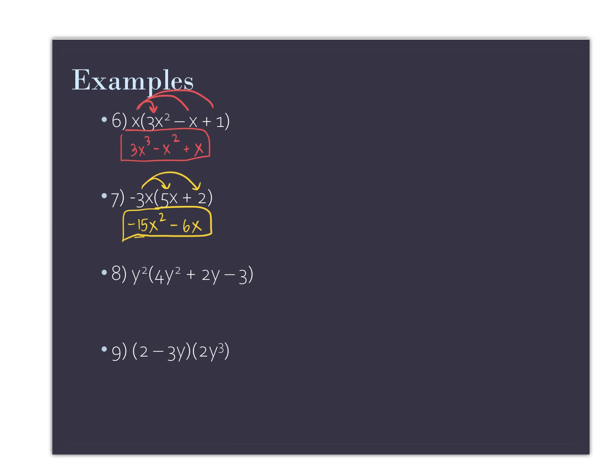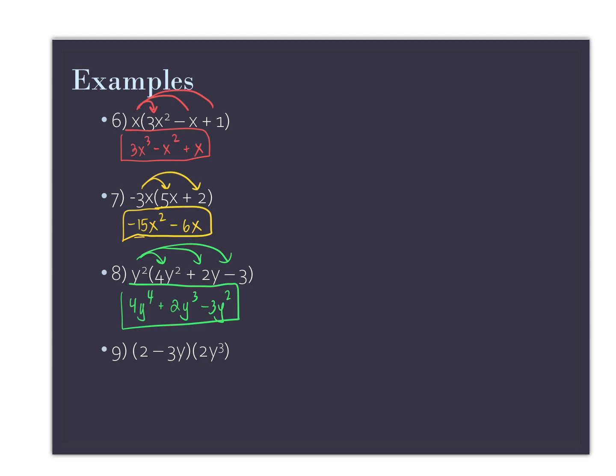In number 8, again, it's another monomial times a trinomial, so I'm going to be using the distributive property here. So it's going to be 4y to the 4th power plus 2y to the 3rd power minus 3y squared. And again, all my variables have a different exponent, so I have no like terms, and so that's as far down as I can go.